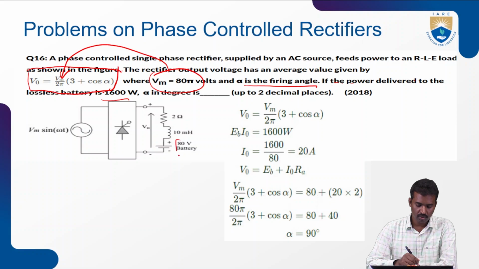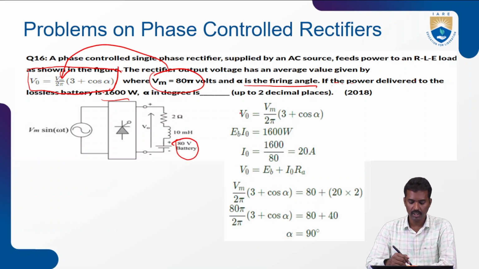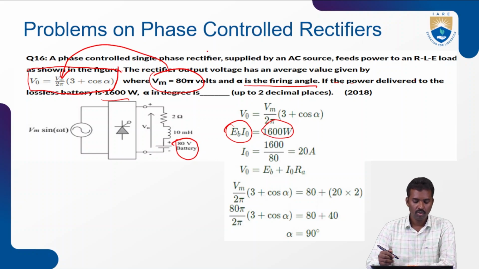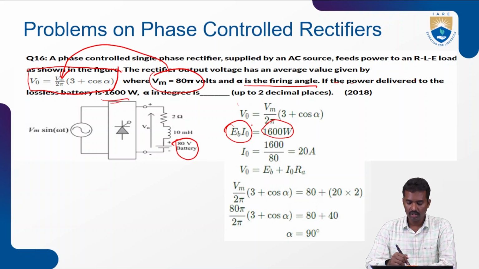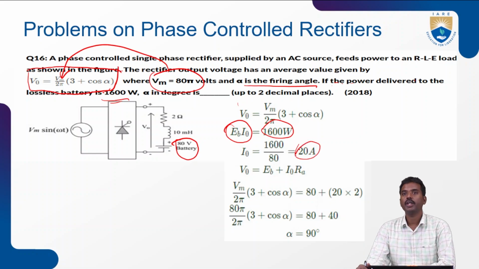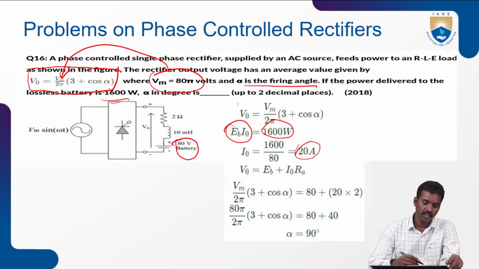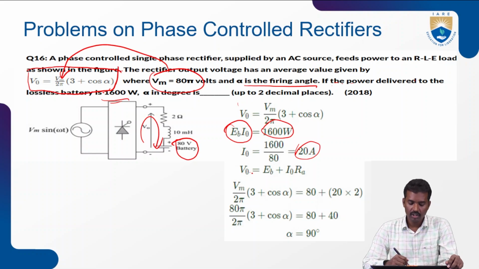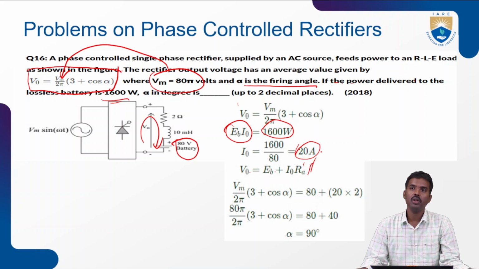EB value is given, so that is the battery voltage. Power is 1600 watts. Now V0 equals Vm by 2 pi times (3 plus cos alpha). I0 we calculate from the power and battery voltage, which equals 20 amperes. Now if you apply KVL in this loop, V0 equals EB plus I0 into RA.